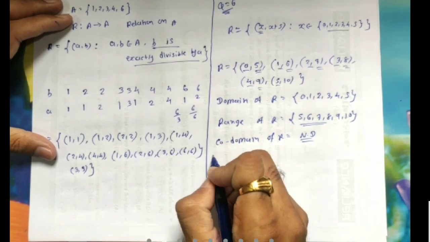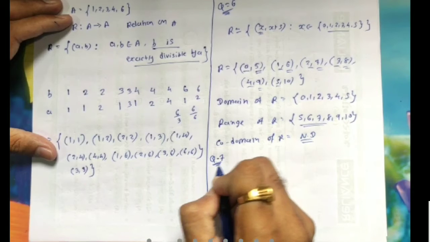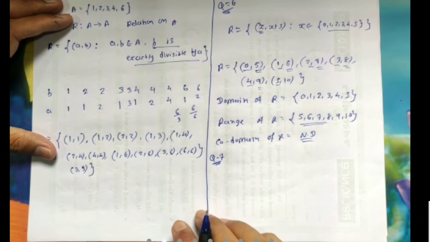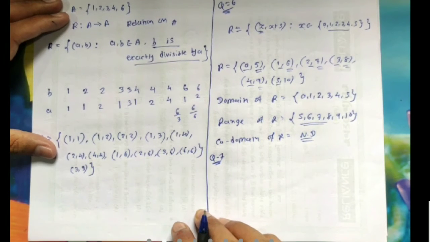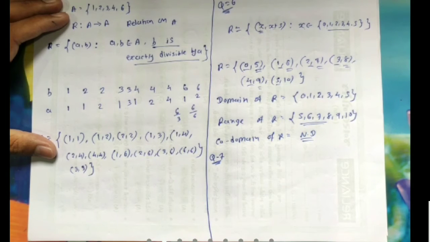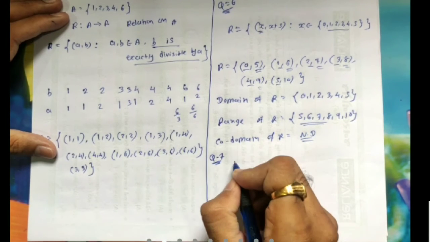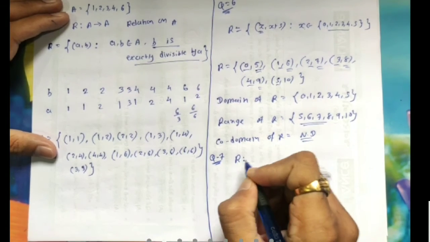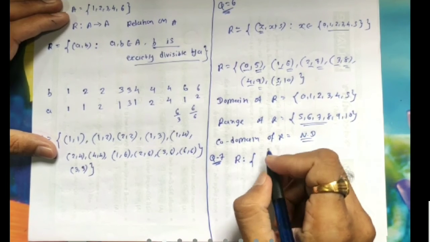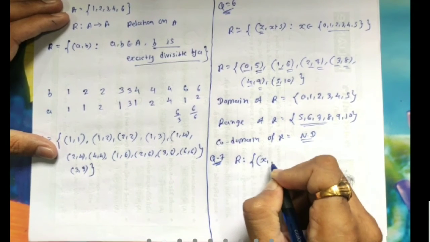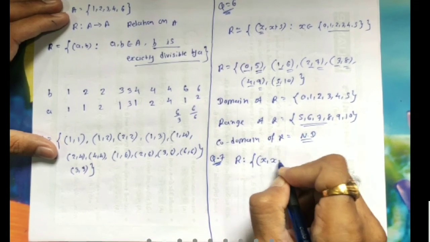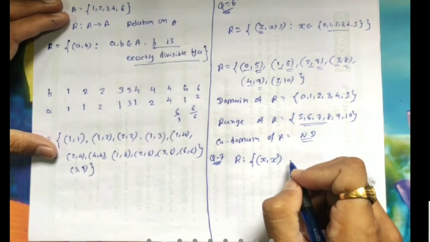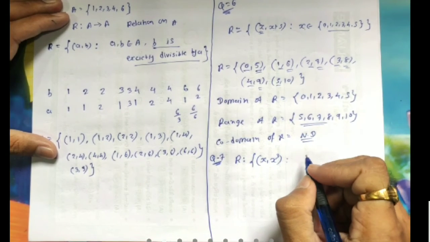Now question number 7. Please mute your mic. Question number 7: Write the relation R in which the ordered pair is (x, x cube), where x is a prime number.